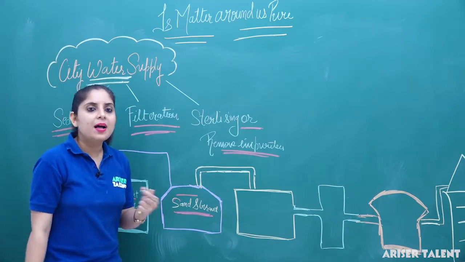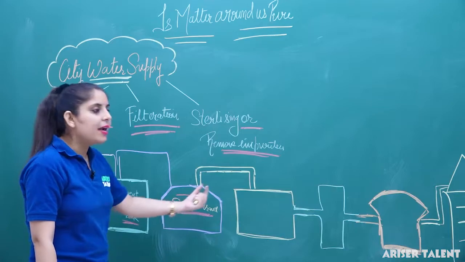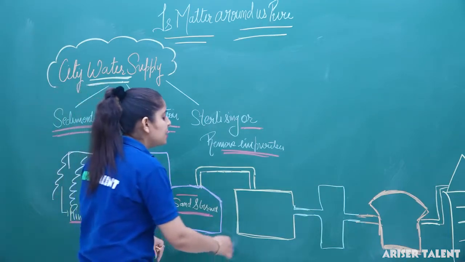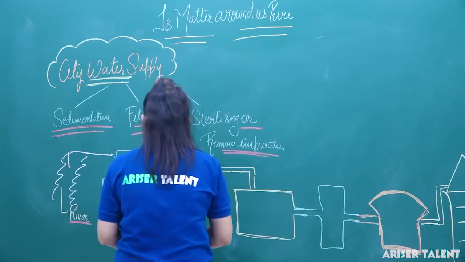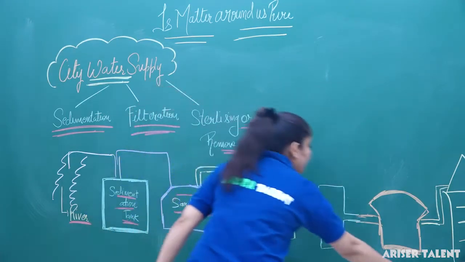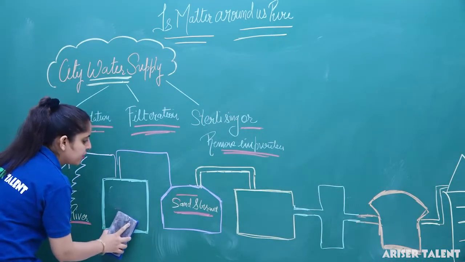After passing through sand and gravel, the filtration process is still not done. We have to pass this through a sand bath. Okay, so after sand and gravel, you have to pass it through the sand bath. So this is basically our pumping station. From the pumping station, the water is passed through the sedimentation tank.